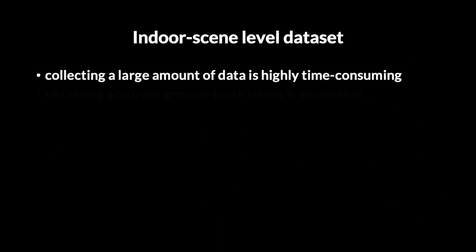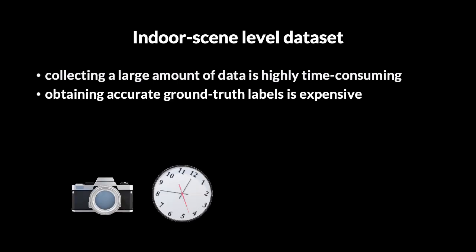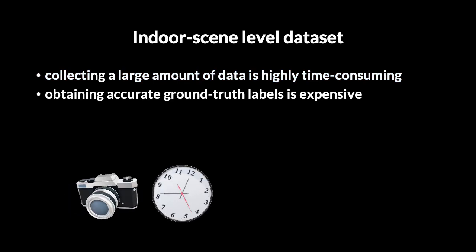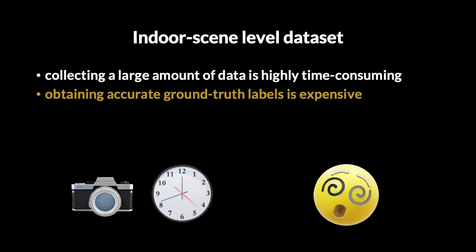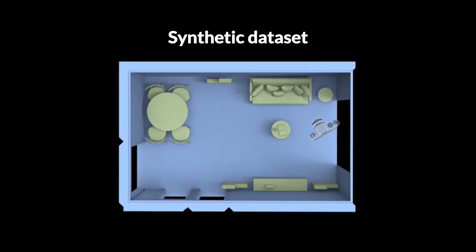Though directly adopting real captured datasets can produce satisfying performance, collecting a large amount of data is highly time-consuming. Also, obtaining accurate ground truth labels is expensive, since the estimated camera poses are prone to errors, so human annotations are needed. A straightforward avenue is to utilize synthetic data, where both the data collection and annotation are automatic.